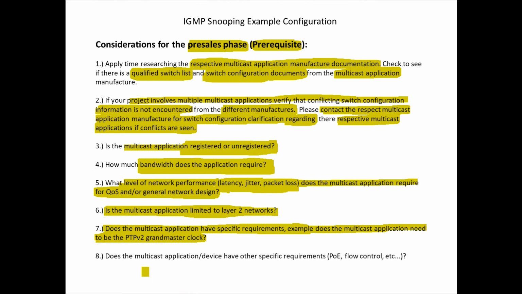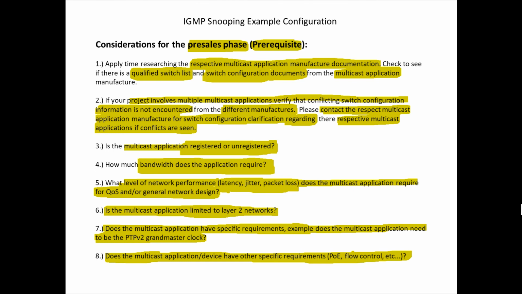And then the last item here, does the multicast application or device have other specific requirements, PoE, flow control, etc.? Definitely, this ties into the proof of concept, because you may hash out everything with the key components, your video streamers, transmitter, receiver, your audio DSP, but then you also may have some multicast wall plates or touch panels or other devices. They may have very specific requirements. You also want to do some testing with those peripherals just to make sure there are no surprises at the end of the project when you're trying to close everything out and do a checklist that everything works fine.